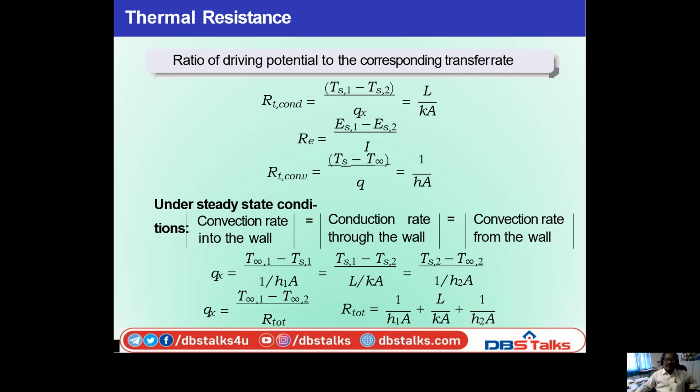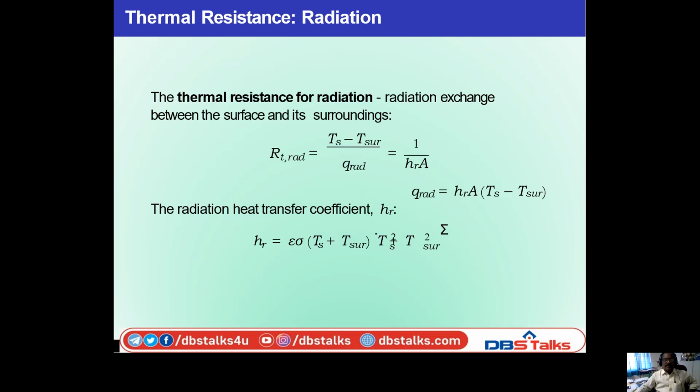The total resistance is nothing but the sum of these three resistances: the convective resistance, plus the conductive resistance, plus the convective resistance on the cold side. If this is R1, this is R2, and this is R3, then R total equals R1 plus R2 plus R3. Like this, you can find the thermal resistance and the total resistance. Radiation we'll discuss later.